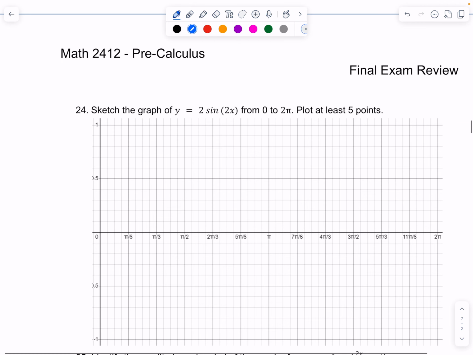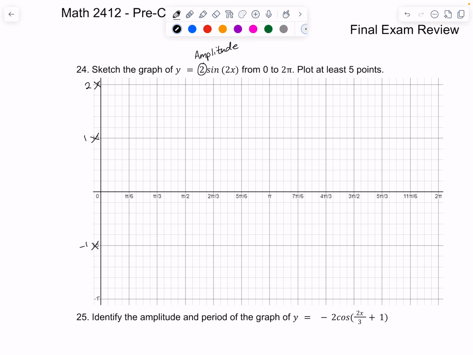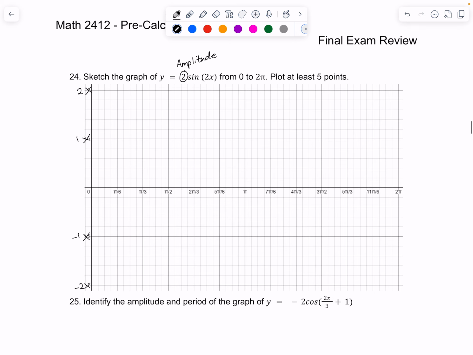Okay, number 24, we're going to sketch the graph of 2 sine of 2x from 0 to 2 pi. I notice right away that this means the amplitude is going to be 2. And this graph is not correctly labeled for that, so I'm going to change it so that it is easier to draw. There we go. So if the amplitude is 2, it's going to look like that.